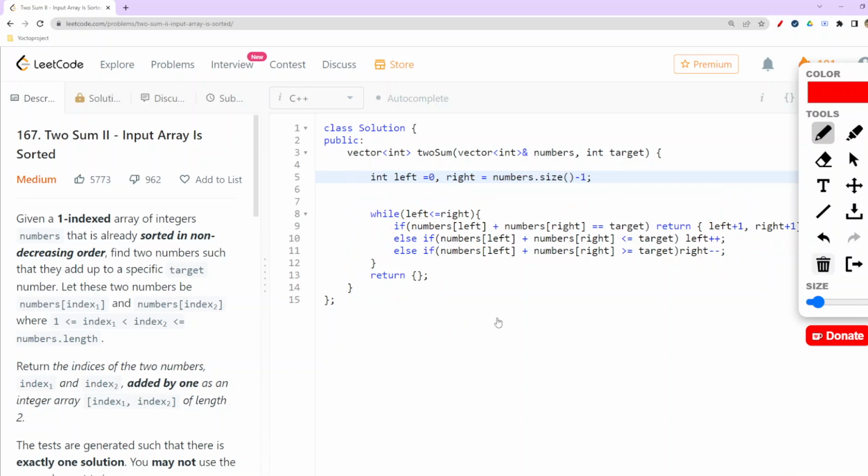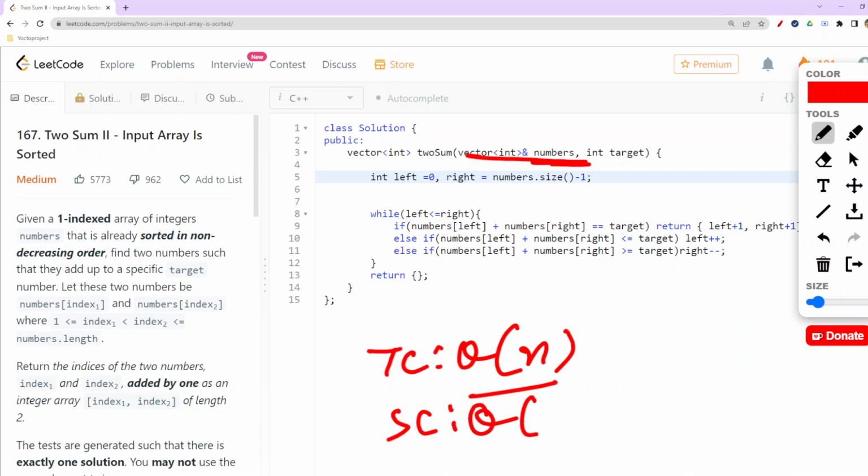So this was all for this particular question. Now comes the part of time complexity. The time complexity is simply order of n, because we are directly traversing this numbers array, and the space complexity here is constant, because we are not using any extra space, we are just returning the indices in this form. So space complexity is order of 1.